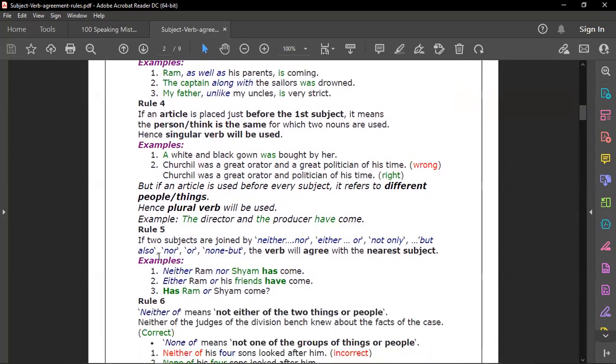Then rule number 5, it talks about if two subjects are joined by neither nor, either or, not only but also, then nor.